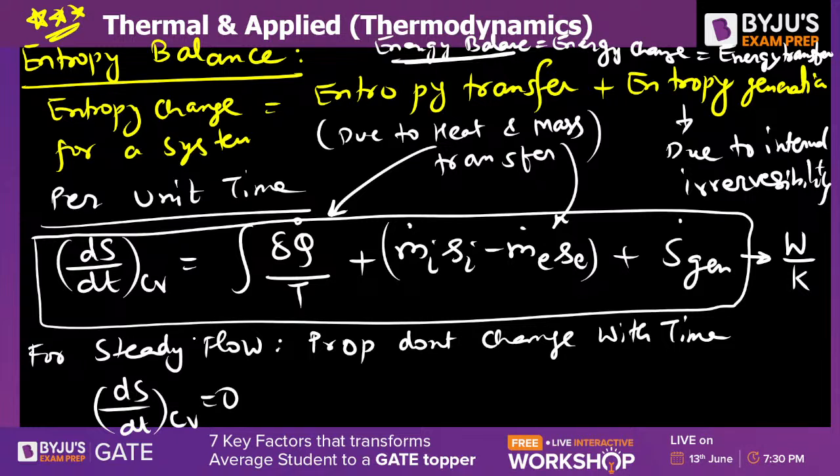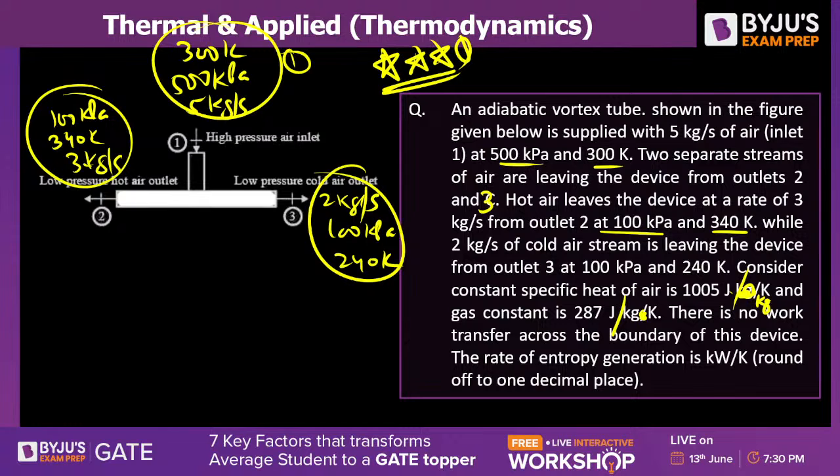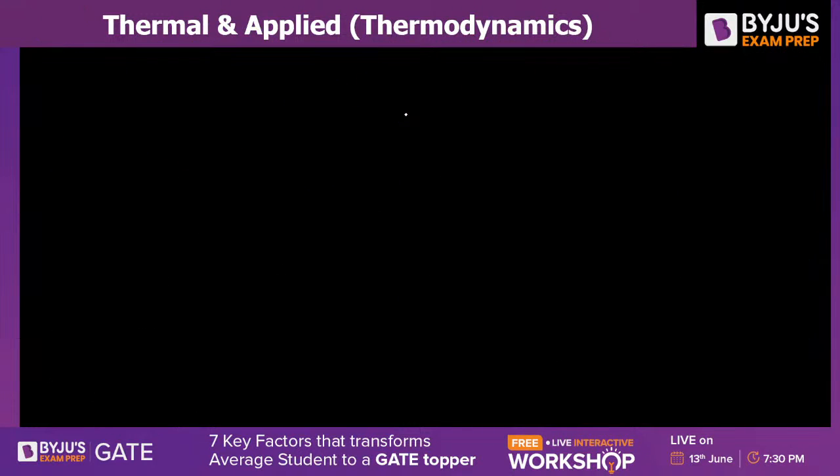And the question is also saying that it is an adiabatic vortex tube, there is no heat transfer. So if it is adiabatic, it is an adiabatic device. So Q will be equal to 0.